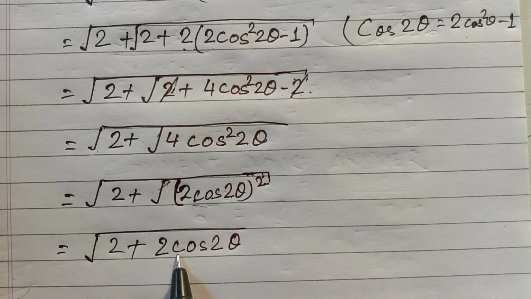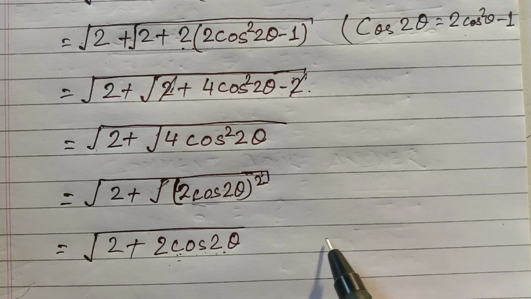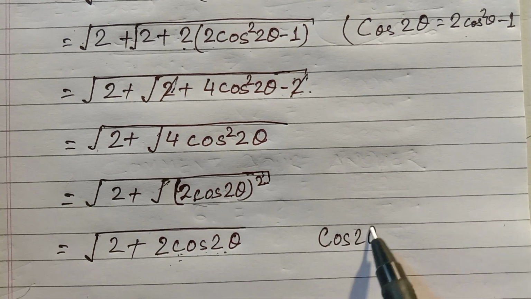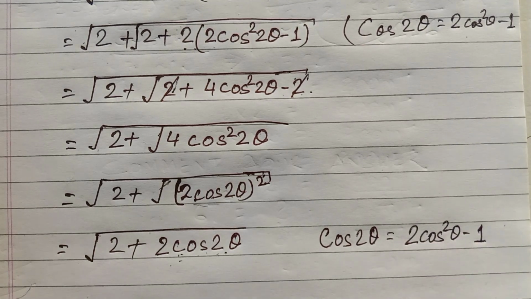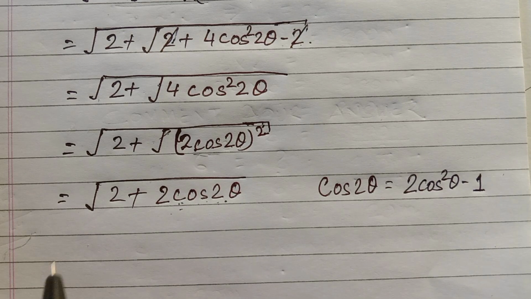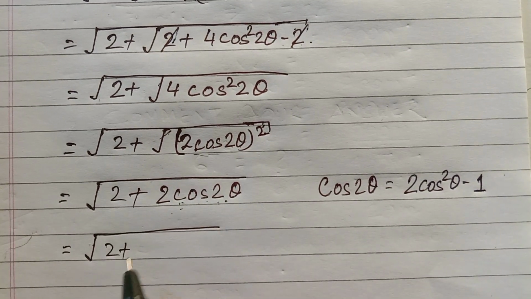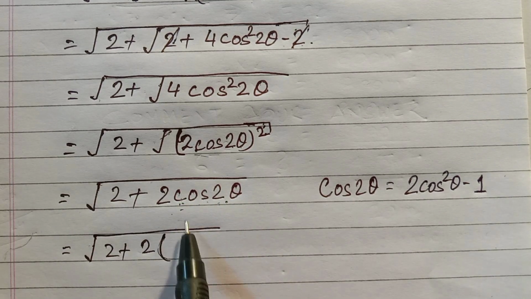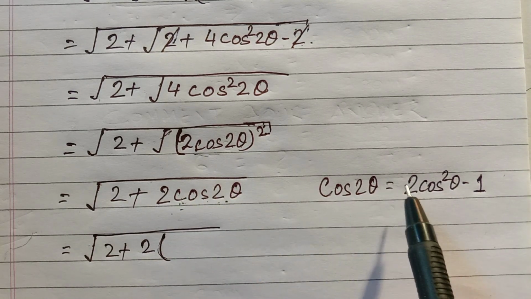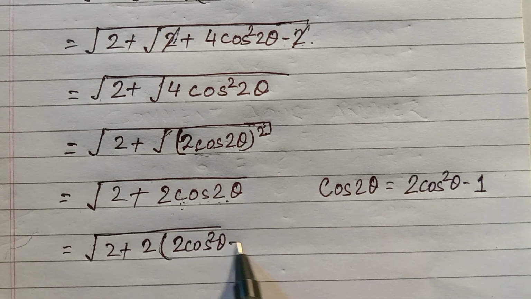And in the next line I am going to apply the formula for this cos 2 theta. Cos 2 theta is equal to 2 cos square theta minus 1. So let me apply this. Here I am going to write 2 plus 2 root under this. Inside this bracket I am going to write cos 2 theta is equal to 2 cos square theta minus 1, 2 cos square theta minus 1.